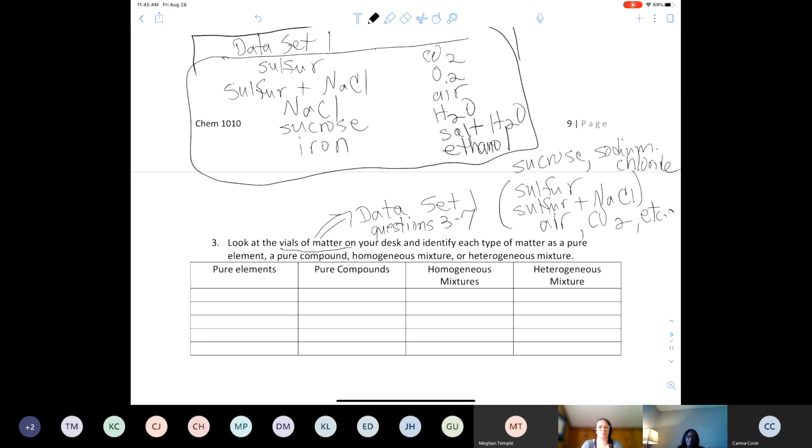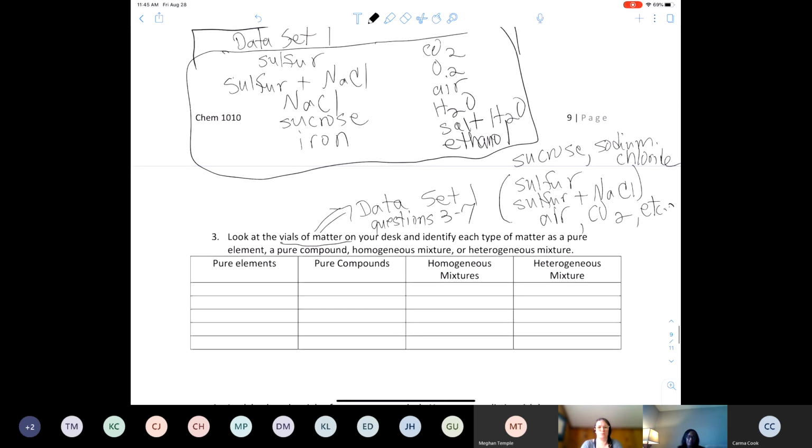Now we need to categorize them as pure elements, pure compounds. These are all under the same classification as pure substances. The pure substance can either be a pure element or a pure compound. And then mixtures. Mixtures can either be homogeneous or heterogeneous. Okay, so where do we put sulfur? Pure elements.